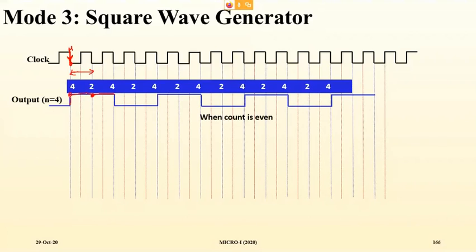So this is one clock period, and this is 2 clock periods, 2, and again here it is 0 basically, but because it is reloaded it is 4. Then again it will remain low for the same half count period.